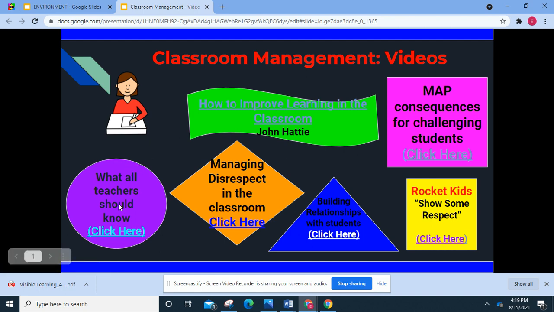What All Teachers Should Know. These are four tips that teachers who are effective classroom management strategists, this is what they do. This is what they all have in common.